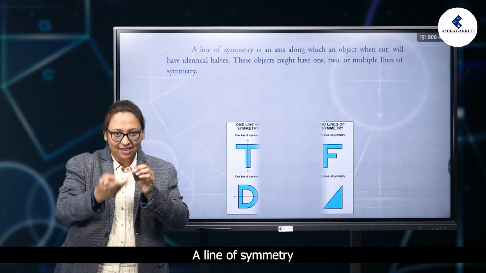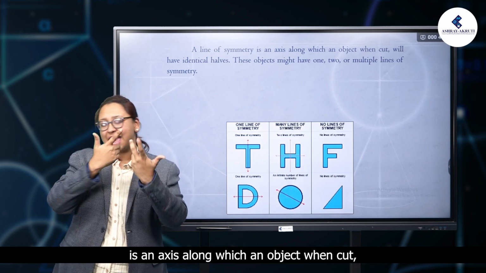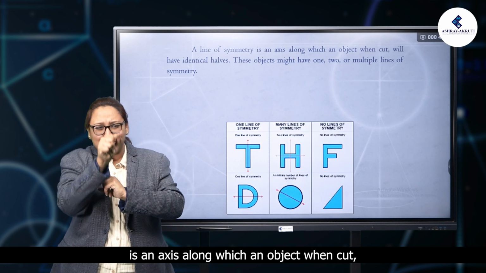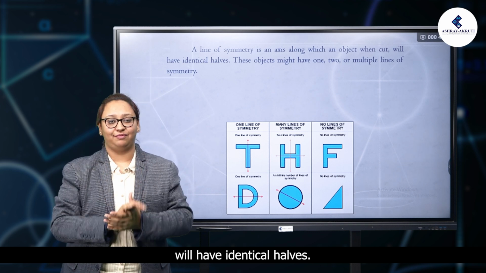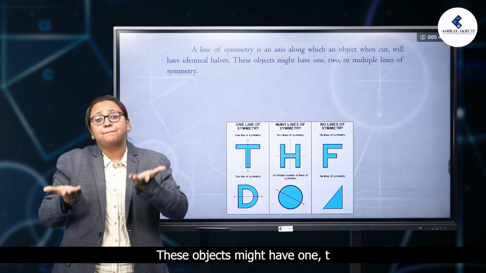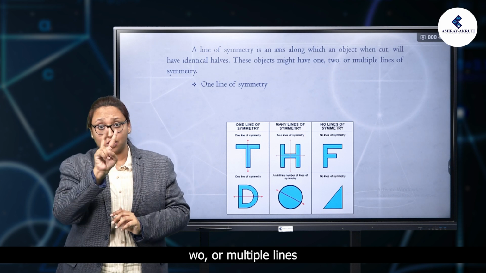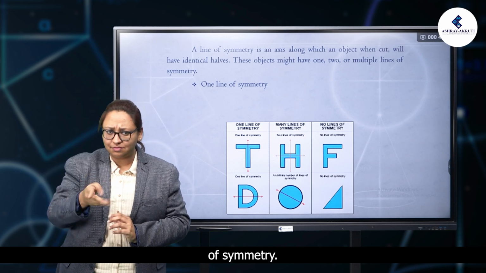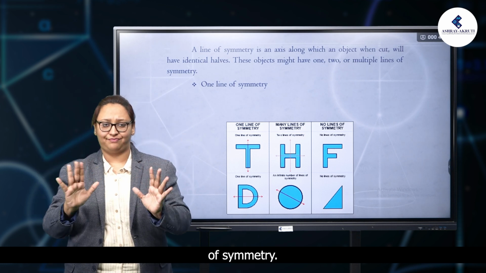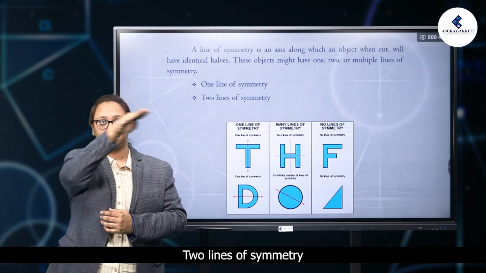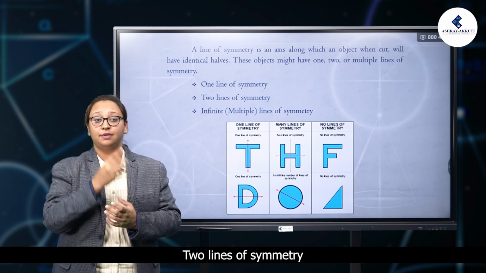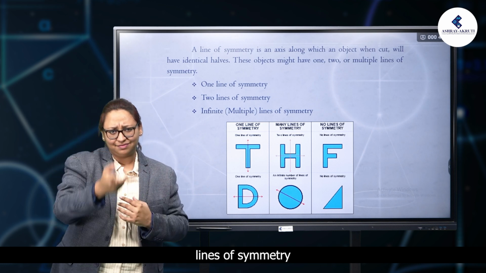A line of symmetry is an axis along which an object, when cut, will have identical halves. These objects might have one, two, or multiple lines of symmetry. One line of symmetry, two lines of symmetry, infinite, multiple lines of symmetry.